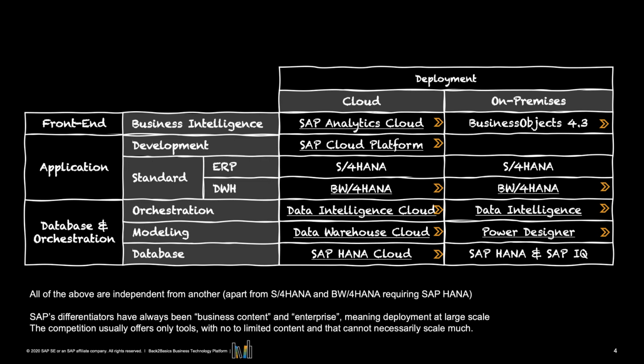And if I'm looking at the business intelligence that I want to deploy in the cloud, I will probably go for SAP Analytics Cloud. If I look for something on premises, it will probably be Business Objects 4.3. Note that the business intelligence part here has not been explained in this series of videos.